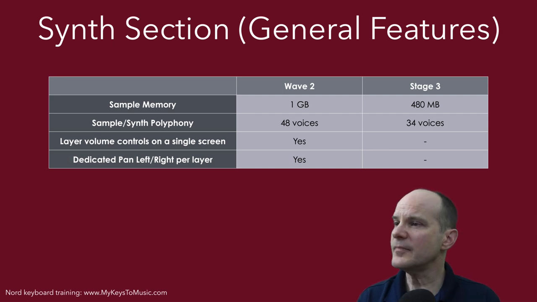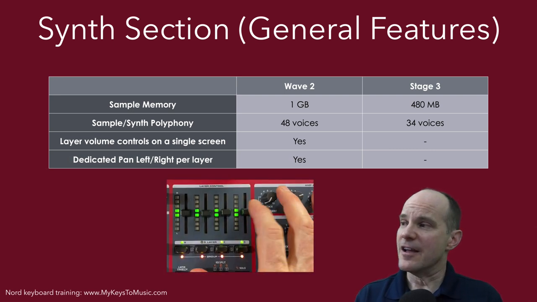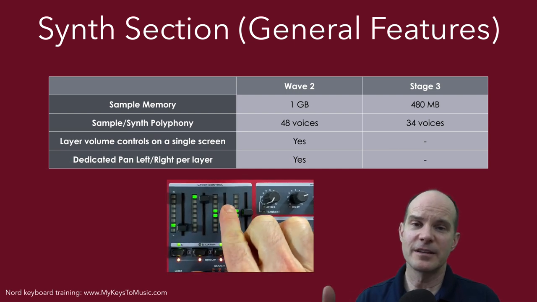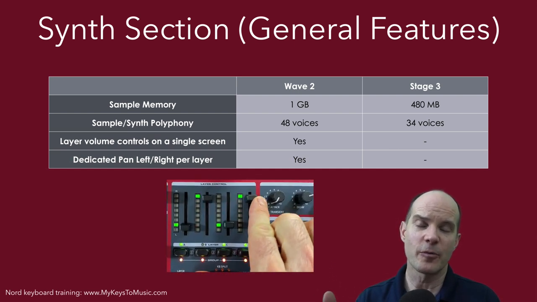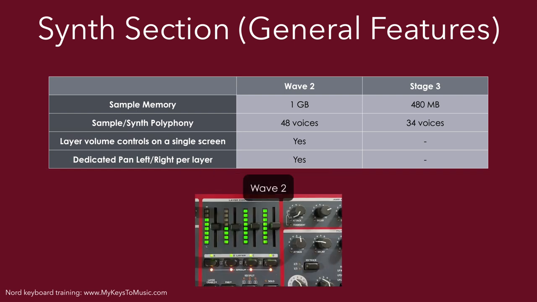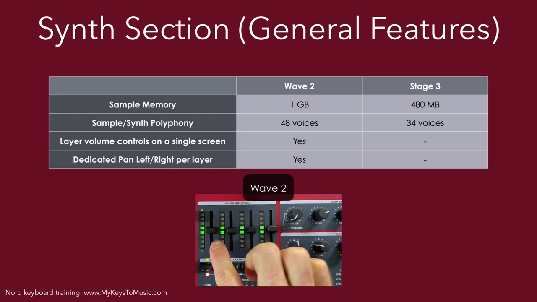The Wave 2 has a nifty pan left and right. You can take one layer and pan it one way or the other, and it's incremental. It doesn't have to be all the way left or all the way right. Now, there is some basic panning built into the Stage 3. It does require a dedicated effect. You can only do one engine at a time, and it's not nearly as visual as what you see here in the Wave 2.